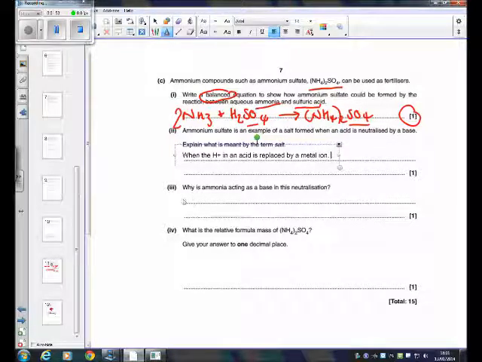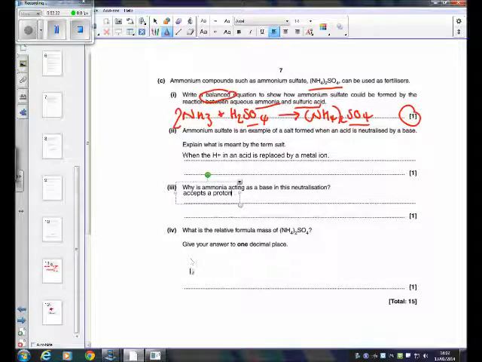So part 3. Why is ammonia acting as a base in this neutralization reaction? So we know the definition of a base is a proton acceptor. And if we have a look at this ammonia here, we've gone from ammonia to ammonium. It's accepting a proton, it's accepting a hydrogen. So simply, all you need to write is it accepts a proton. And that'd get you the 1 mark.